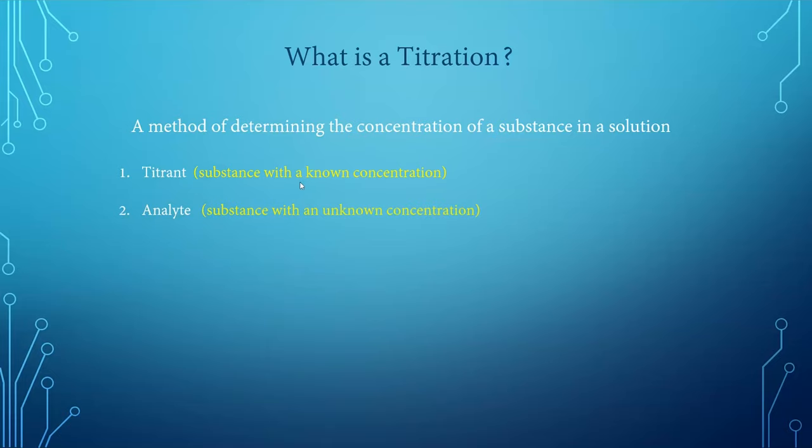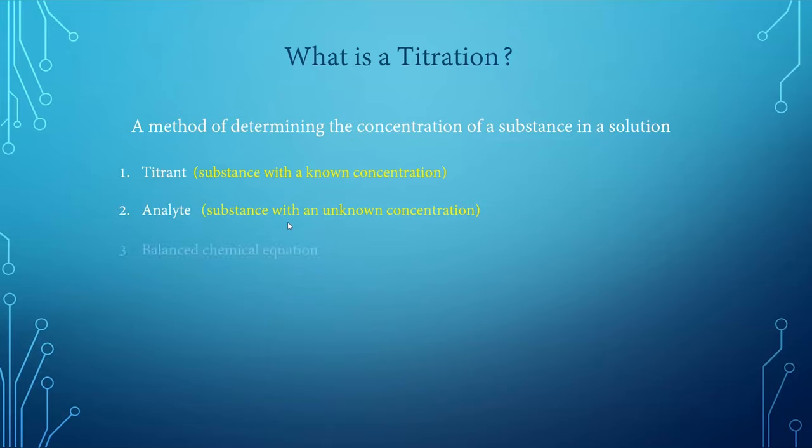So we have one substance whose concentration is known, we have another substance whose concentration is unknown, and essentially what we do is we'll add titrant to the analyte until the reaction is just complete. And then by determining the amount or the number of moles of the titrant, we can figure out the number of moles of the substance in the unknown solution, the analyte, and we can then determine its concentration.